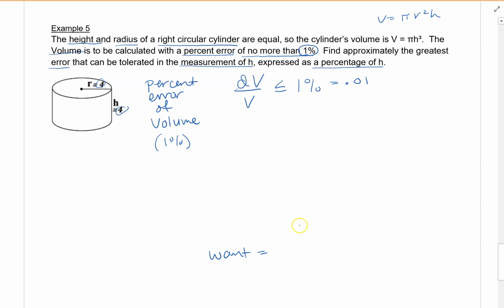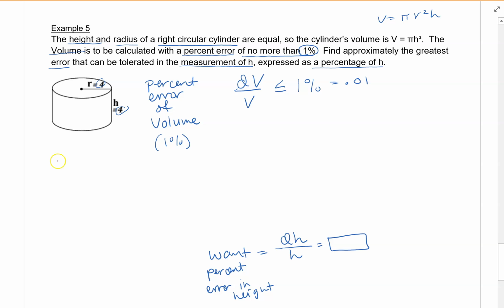What we eventually want is the percentage of error allowed in measuring height. What would percent error of height be? It would be the error in measurement of height over the measured value of height. So we want dH over h, which is going to be some decimal value. So how do I go from here to here? This is the cool part.